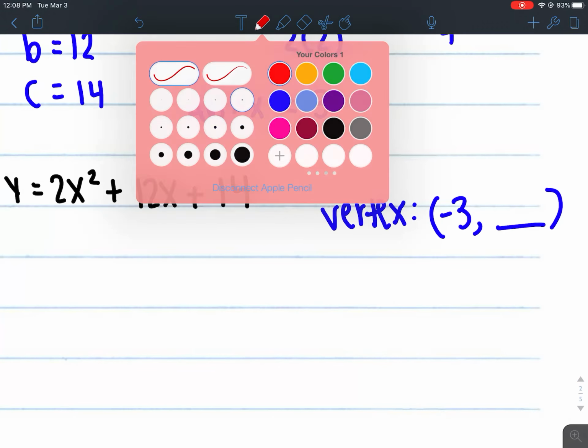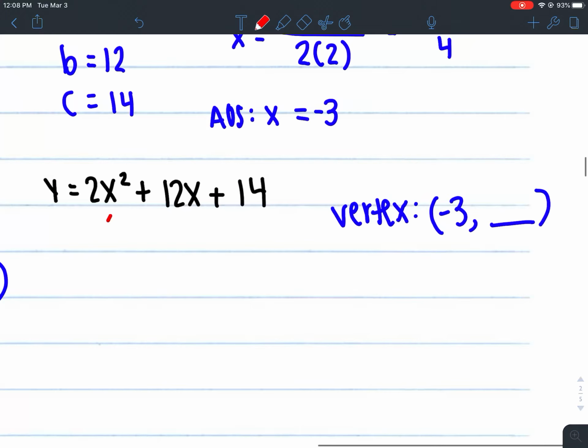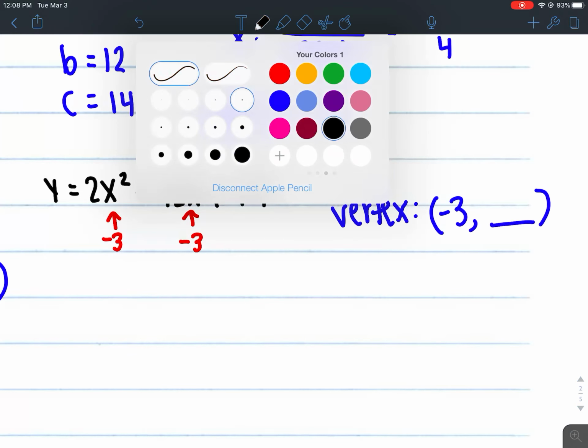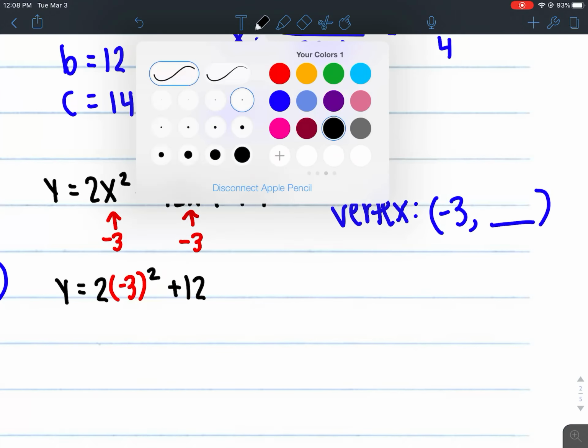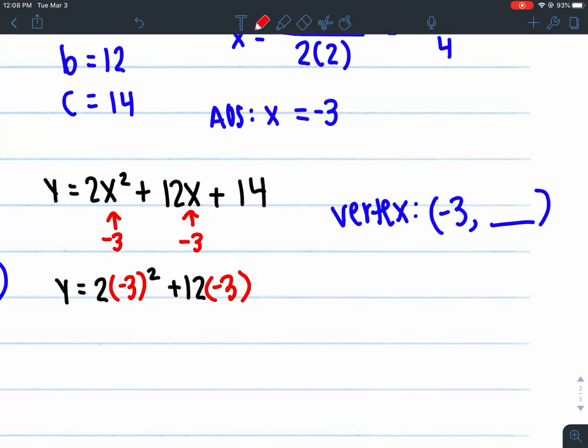If I know that x equals negative 3, I'm gonna plug in negative 3 for anywhere I see an x. Y equals 2, and always use parentheses, negative 3 squared plus 12, parentheses, negative 3 plus 14. Okay, and I should get negative 4 from this, but I am going to double check in my calculator.